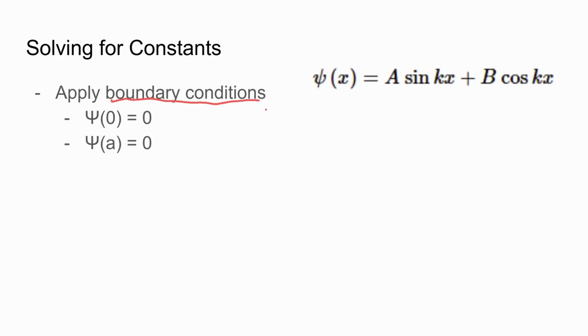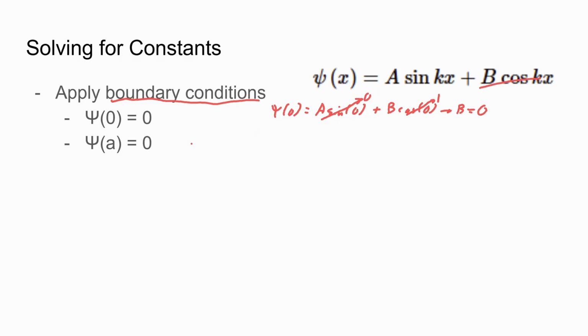First of all, we can apply x equals 0, so we get psi of 0 is going to equal A sine of 0, which is just going to become 0, plus B cosine 0, which will become 1. So then we just get B is going to equal 0. So that crosses off this term right here, nice and easy.